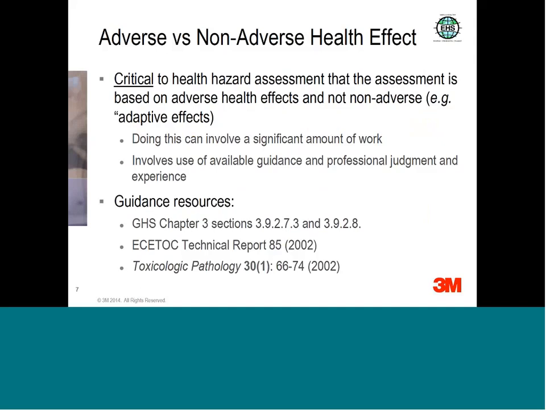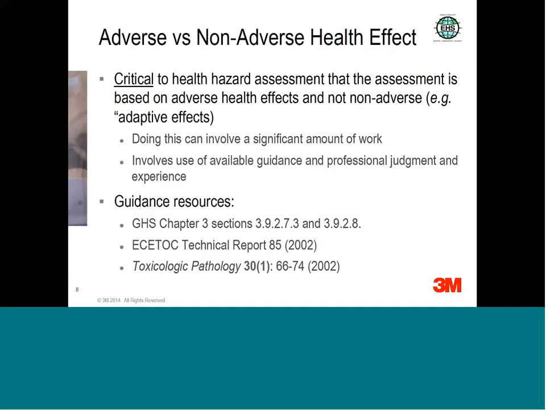And so, as I mentioned, it's critical to look at adverse versus non-adverse. Sometimes people will say non-adverse are adaptive effects, and I don't want to get into that in any great deal, but I'll give you some guidance resources that you may be interested in. And again, this can also use a lot of professional judgment and experience to determine adverse from non-adverse.